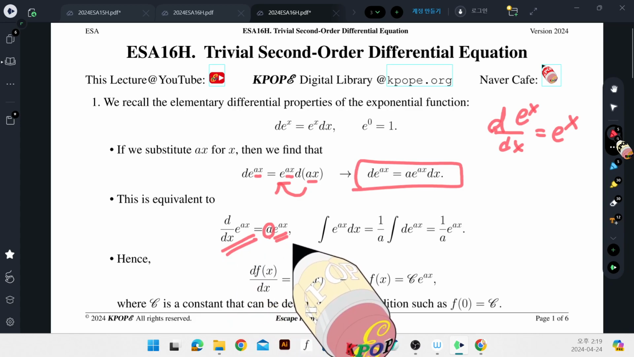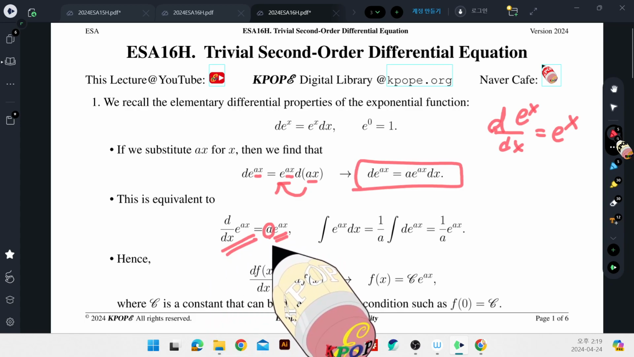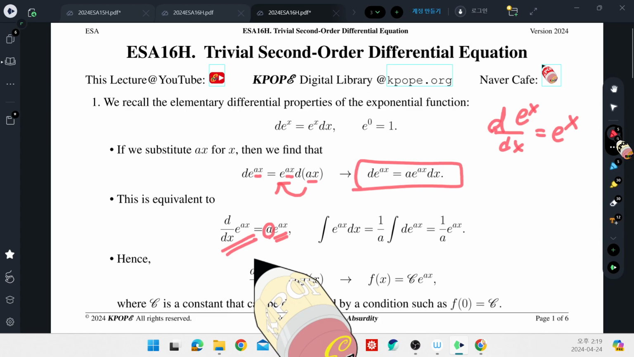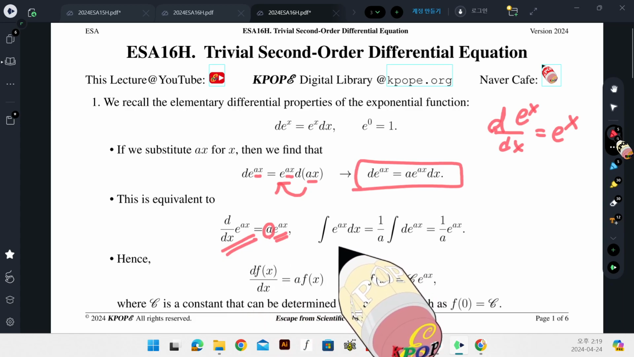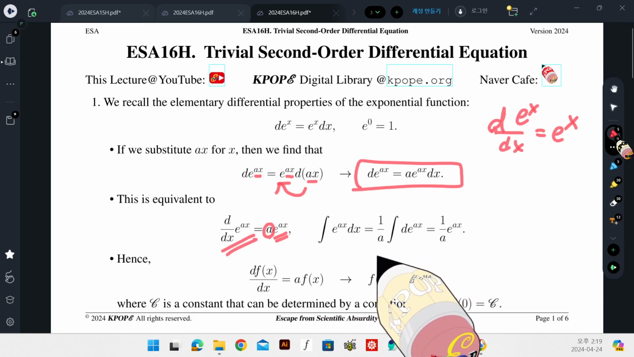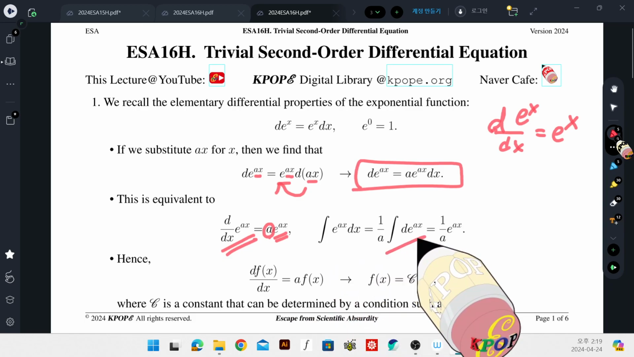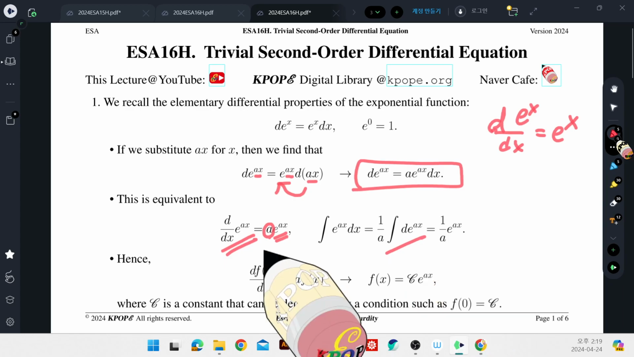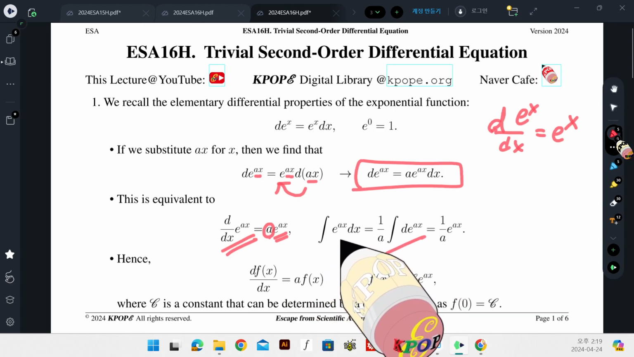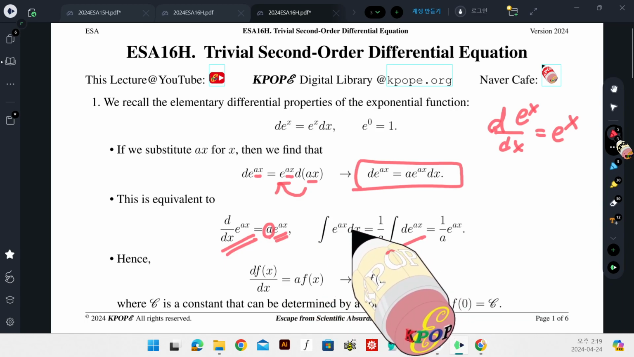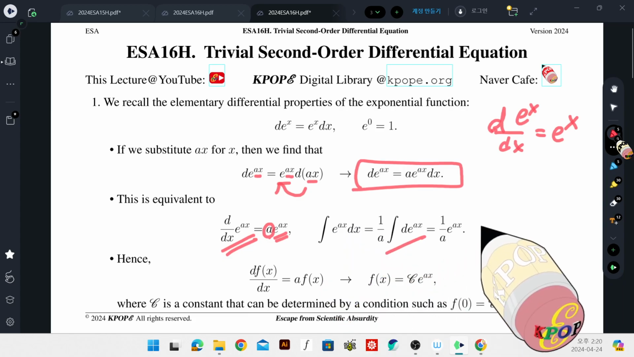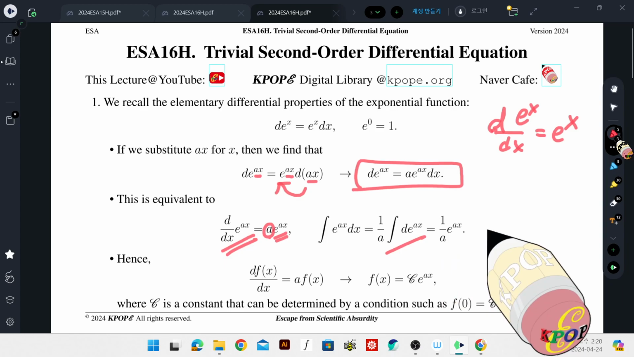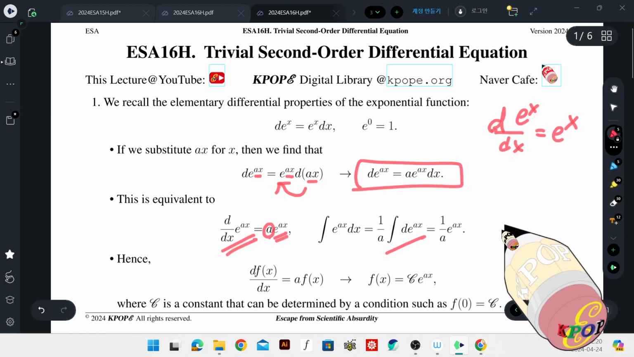And because of this, we can rewrite this one as an inverse transformation. The inverse of differentiation is integration. So the indefinite integral of exponential ax is identical to 1 over a, the total differential of exponential ax. Because of this, as a result, we find that the integral of exponential ax is identical to 1 over a exponential ax.